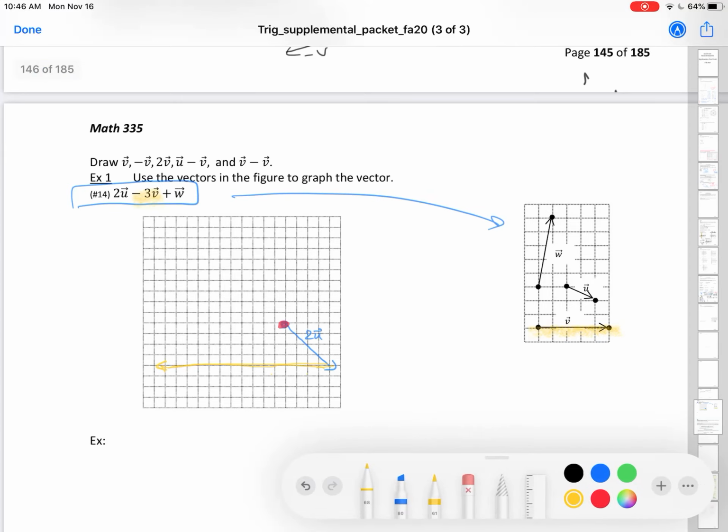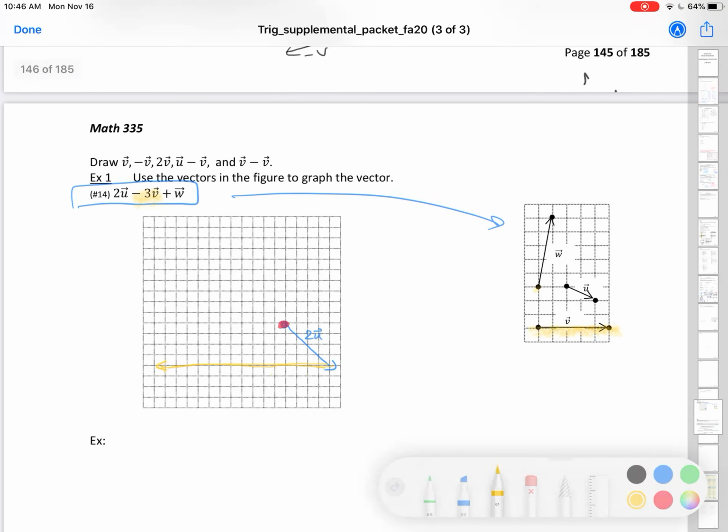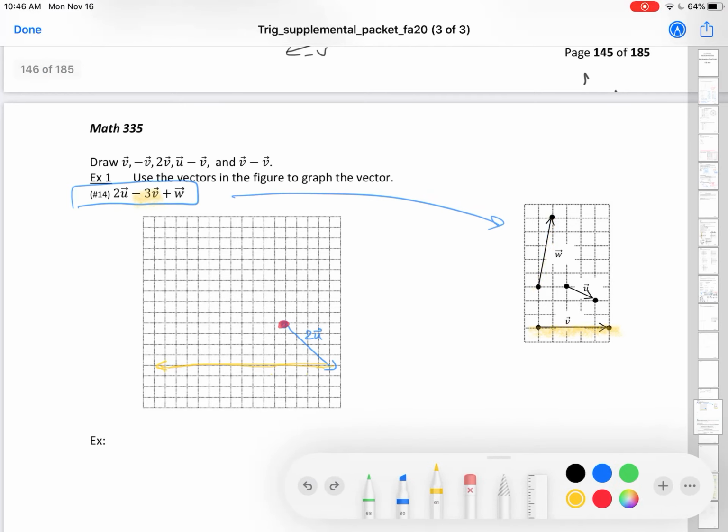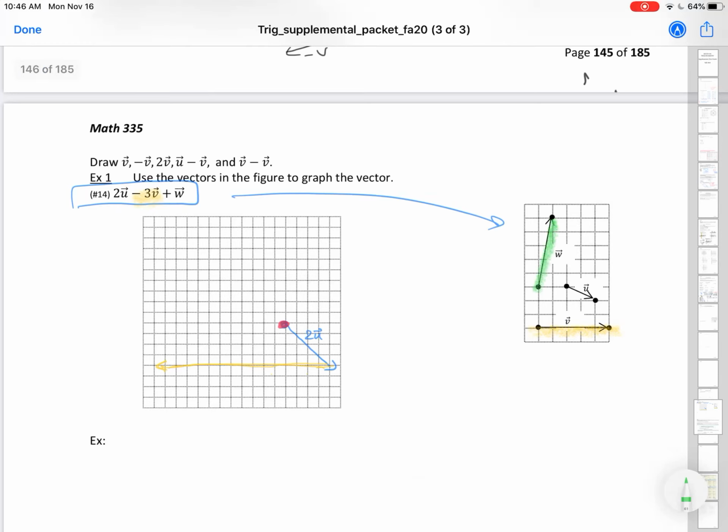So where does my w have to end? Let me highlight w in green. Go back and go green. This is w right here.